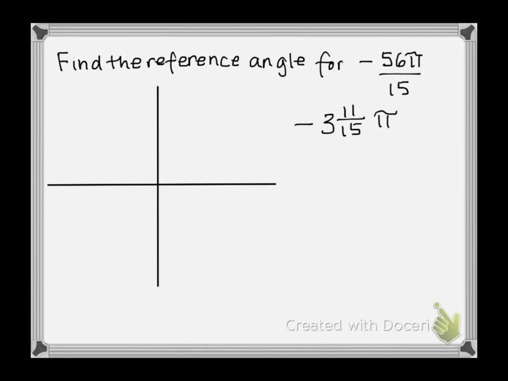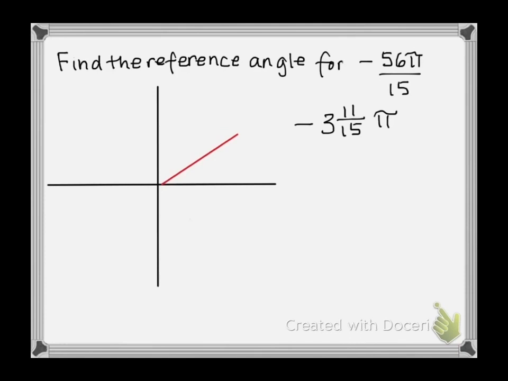Pi. Well, we know that pi is half of a circle, right? So I'm going to start at the positive x-axis. I'm going to rotate in the negative direction. And then every half circle is equivalent to pi. I've got negative 3 of them. So there's 1. Keep rotating. There's 2. Keep rotating. There's 3. So I went negative 3 pi. And I'm going to continue around 11/15 more. Well, that's going to be almost another half circle, right? Or thereabouts. So somewhere in there, maybe.